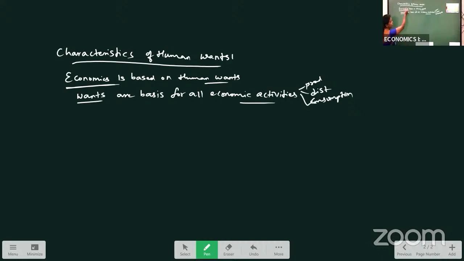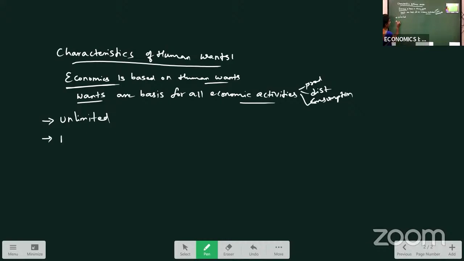So that is the reason we are going to study human wants, the characteristics of human wants. What are the features? Characteristics mean how our human wants are. First feature, our human wants are unlimited. Does anyone have limited wants? No. All our wants are unlimited. If one want is satisfied, immediately another want arises, right? That's why we say human wants are unlimited.